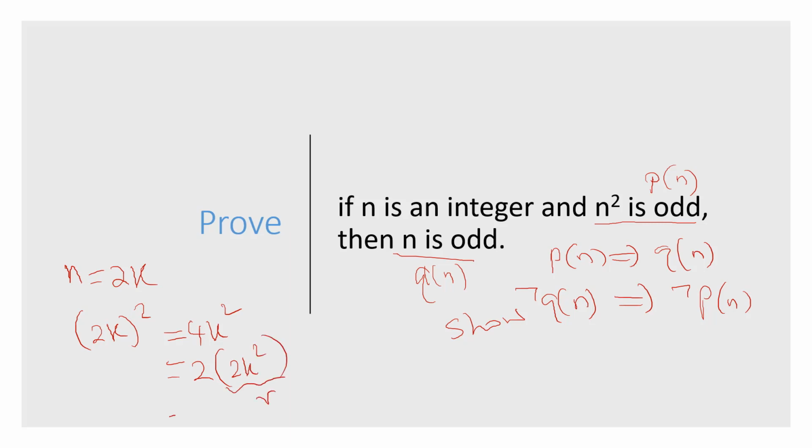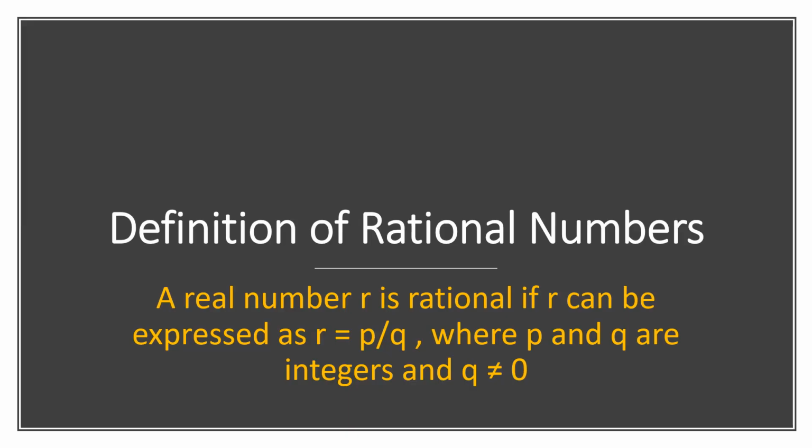Well, let's call this r. So this means 2 times r. And we know that's the definition of an even number. So that means Pn, n squared is even. So if n is even, n squared is even. That means if n squared is odd, then n is odd.